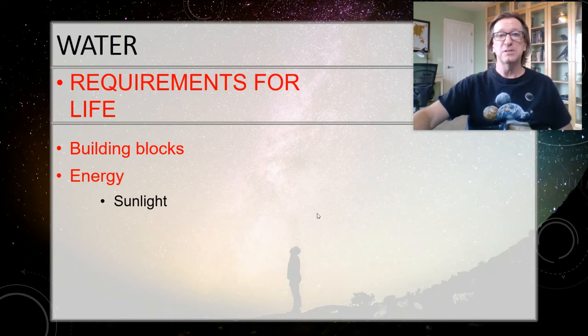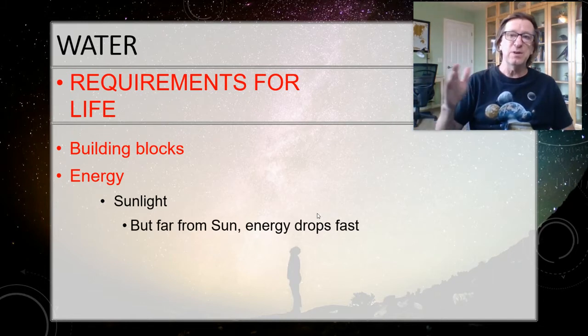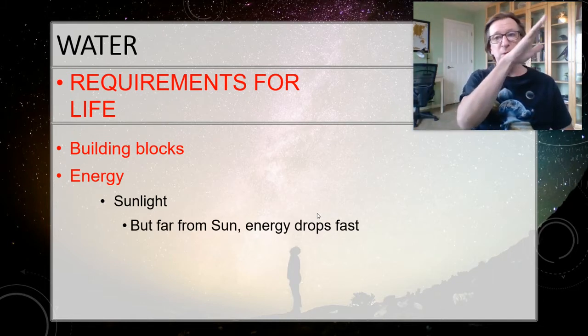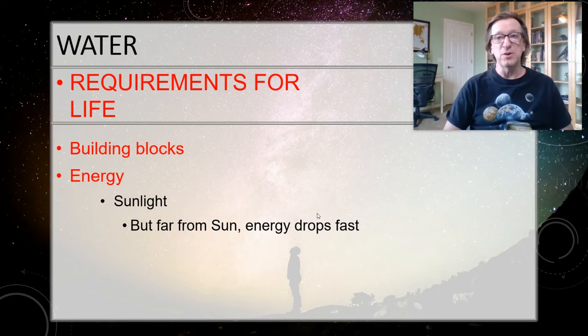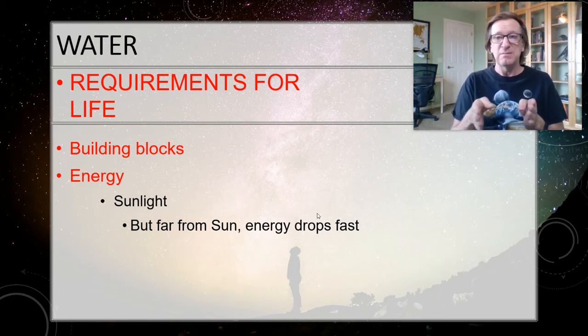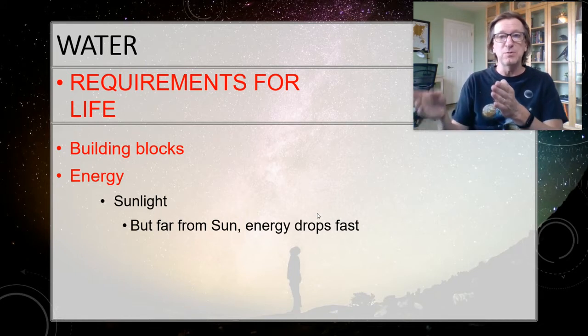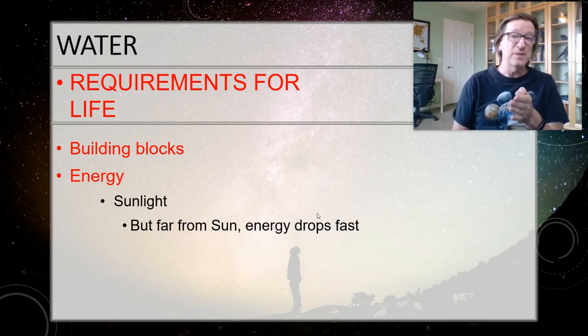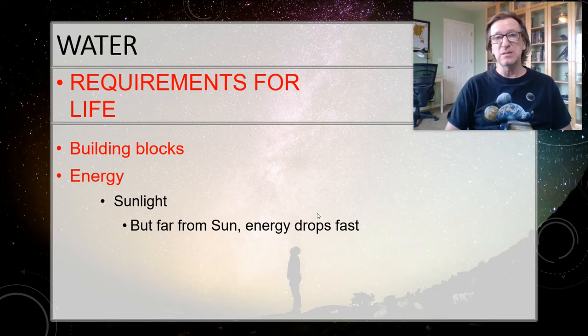Well, the obvious one is sunlight. Plants are running based on sunlight, more or less. The problem with that is that the further away you get from the sun, the light that you get drops really fast. Remember, it's 1 over r squared. So if I'm 1 AU away, let's say I've got the full amount. If I'm 2 AU, I'm only down to 1/4 as much. So it doesn't take long before you've dropped out of range of any kind of sunlight giving you any kind of energy that you can use.